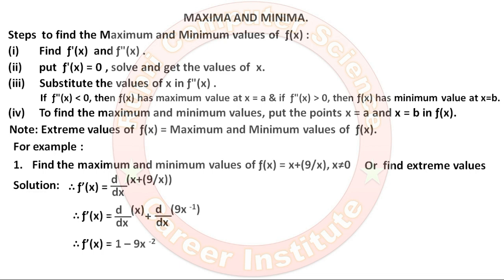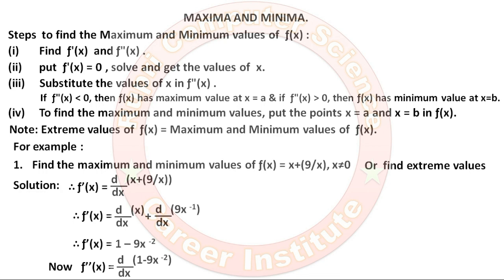The derivative of x is equal to 1, and the derivative of 9x raised to minus 1 is minus 9x raised to minus 2. Therefore f dash x is 1 minus 9x raised to minus 2. Now we find f double dash, the second order derivative. f double dash x is equal to d by dx of (1 minus 9x raised to minus 2).